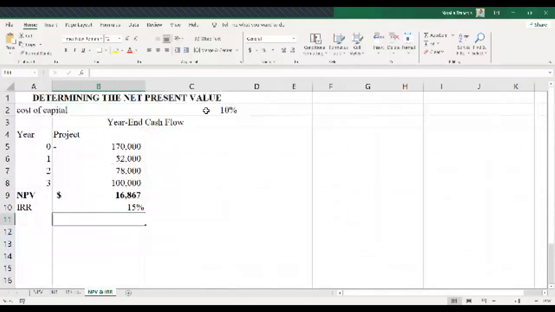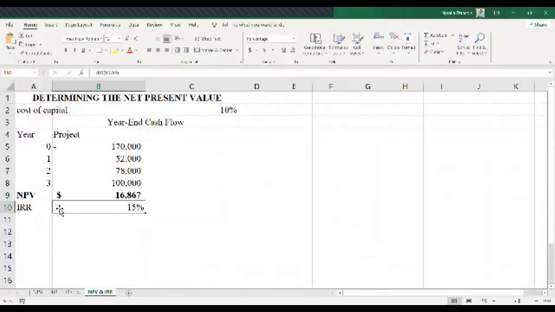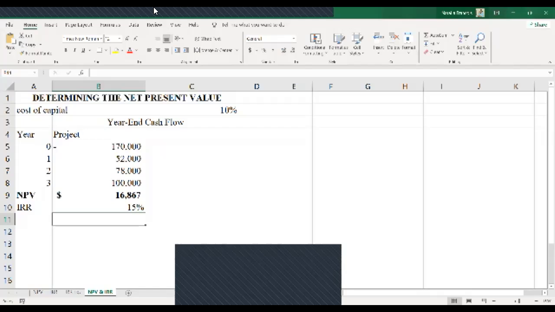So we have the cost of capital of 10%, and we have the cash flows from the project. Using the net present value function, we find it to be 16,000 and the IRR to be 15%. 15% is more than the cost of capital of 10%, right? So we say it's a good project, unless we're comparing it with another one. But if we're not comparing with another one, at least we know it's covering our cost of capital, sorry.